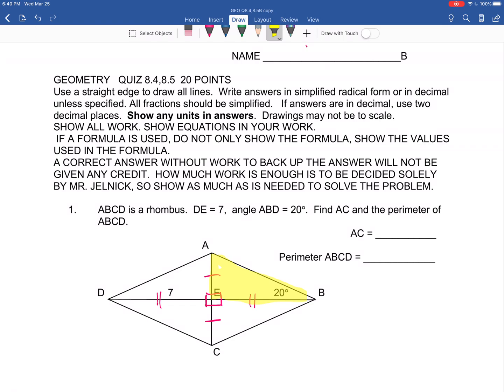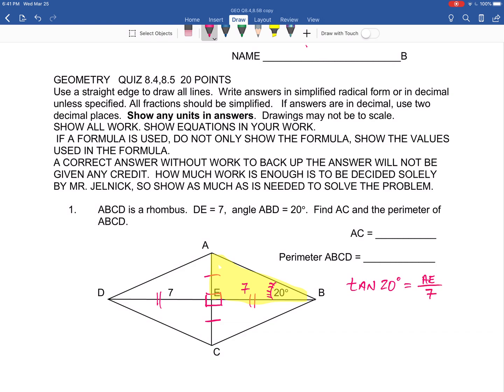So let's go set it up like this. I know that if that's 7, this is 7. I'm going to put my I right here, and I want AE. Well, I see opposite and adjacent. The opposite is AE, the adjacent is 7. Let's set up a tangent here. Tangent of my I, so tangent of 20 equals opposite AE over the adjacent 7.